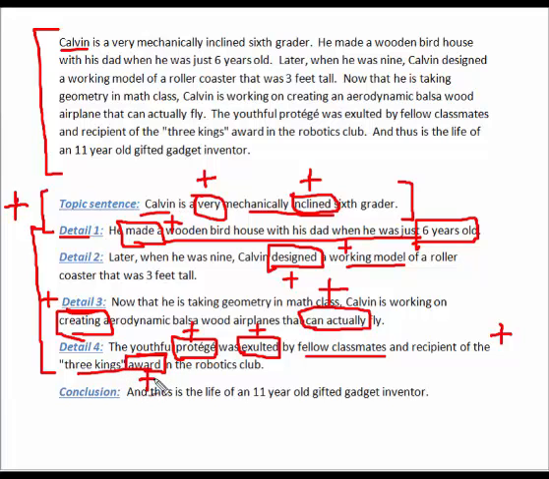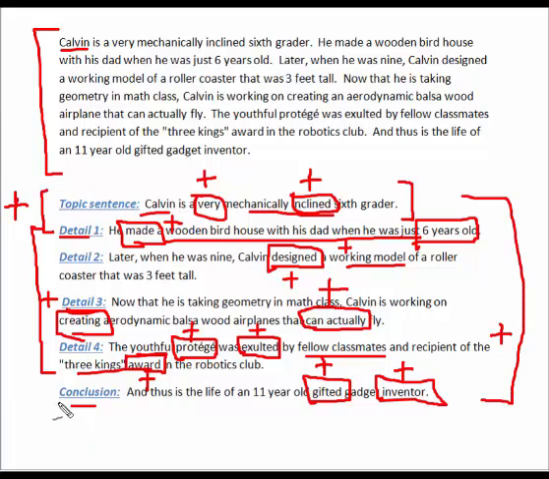Many words in here using the good stinky rule. Plus for good, stinky will be designated as minus. And the conclusion here, once again, using the good stinky rule, and thus is the life of an 11-year-old gifted, positive word, designated with a plus. And inventor. When you're an inventor, you're inventing cool stuff that's positive. Many times there are words in our details, topic sentence, and conclusion that will have some hidden tone on them. Locate these and simply put a plus or minus above to designate them with the good stinky rule.